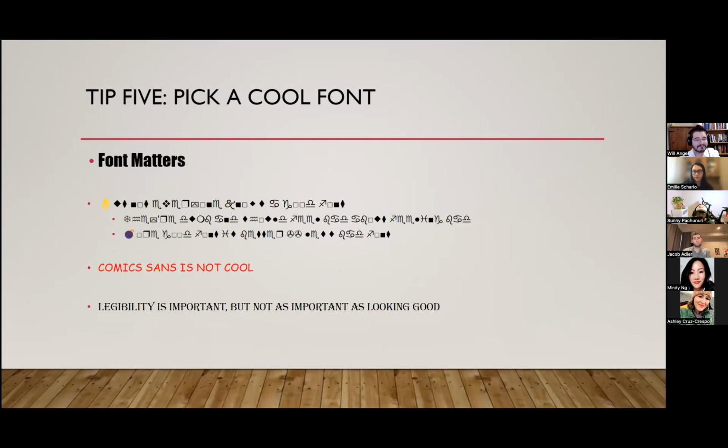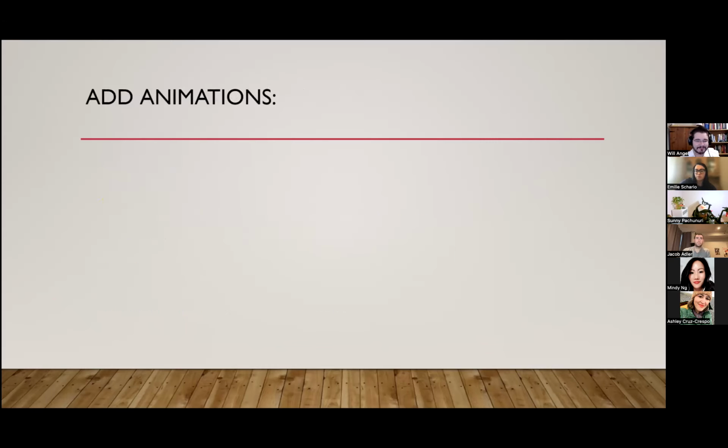Tip 5, make sure you pick a cool font. The font matters, and while legibility is important, looking good is much more important for giving a bad presentation. So if you want to give a bad presentation, pick a really cool font, even if it distracts from everything.